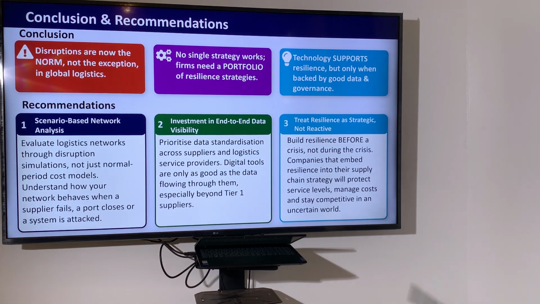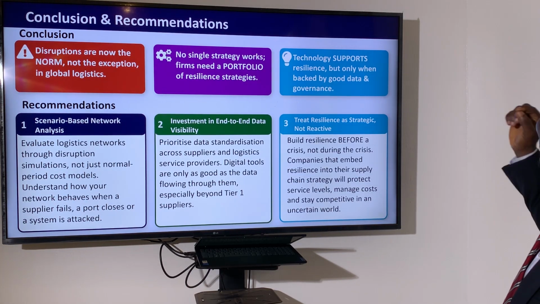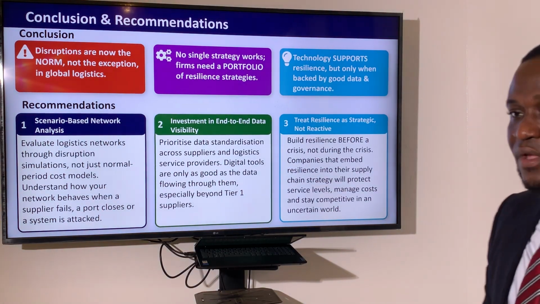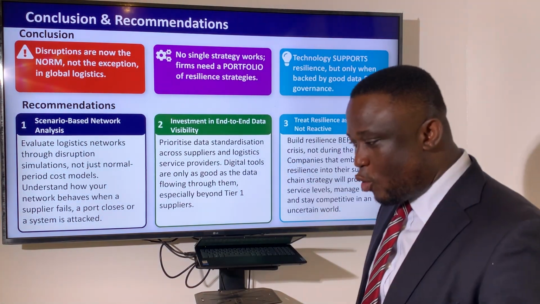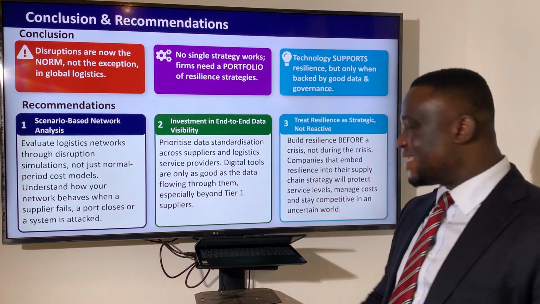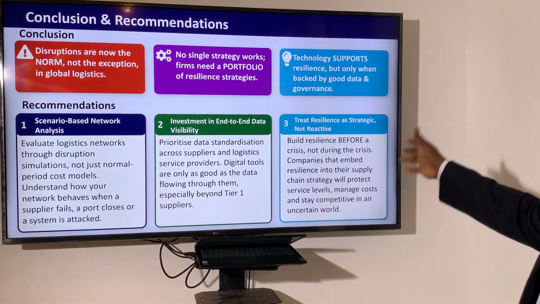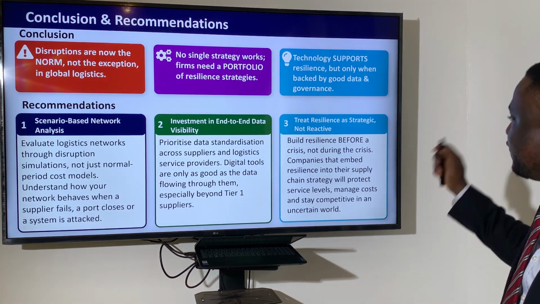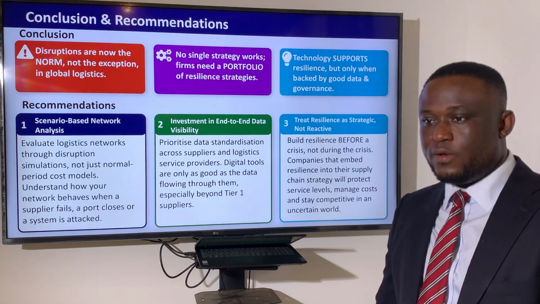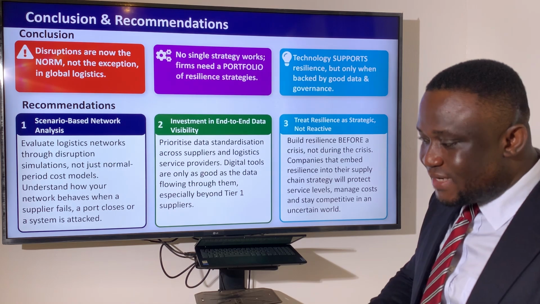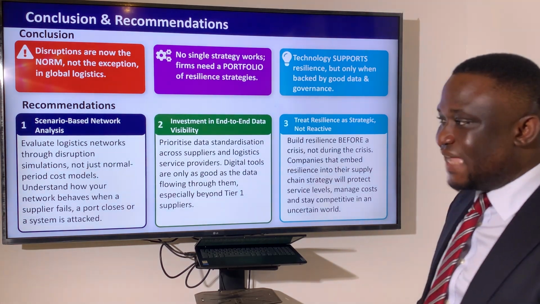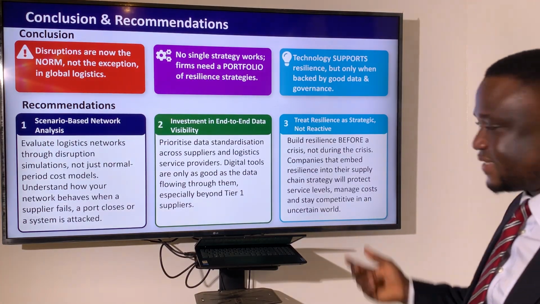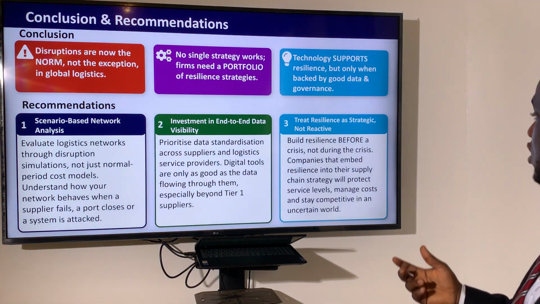And my third recommendation is that we must treat resilience as strategic, not reactive, right? We must see a resilient network or a more robust system as a strategy and not a reaction to circumstances happening. We must build resilience before a crisis, right? We must always have a solution, a more robust system that, in the event of a crisis, we might be able to withstand.